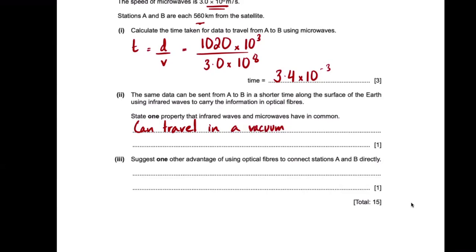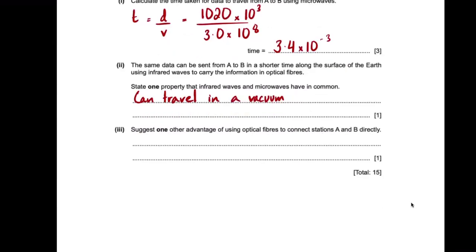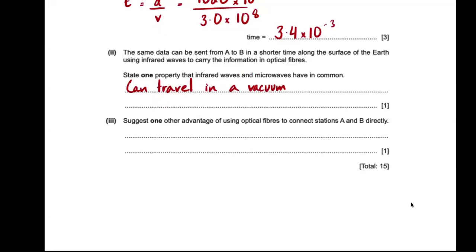Suggest one other advantage of using optical fibers to connect stations A and B directly. So they've already said that it's a shorter time, right? So you can say something like this, that it's more secure data transfer, or you can say it's larger bandwidth, or you can also say that you don't need a satellite with that, right? So yeah, any of those is fine.